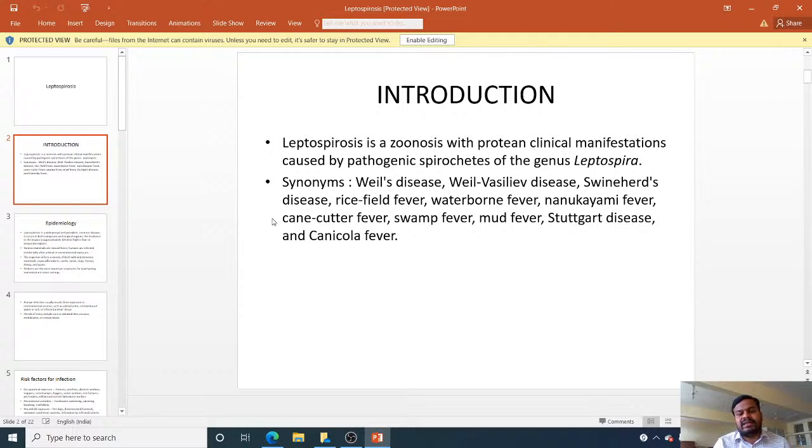Like Weil's disease, Weil-Vasiliev disease, Swineherd's disease, rice field fever, waterborne fever, Nanukayami fever, cane cutter fever, swamp fever, mud fever, Stuttgart disease, and canicola fever. Okay, so these are the names.